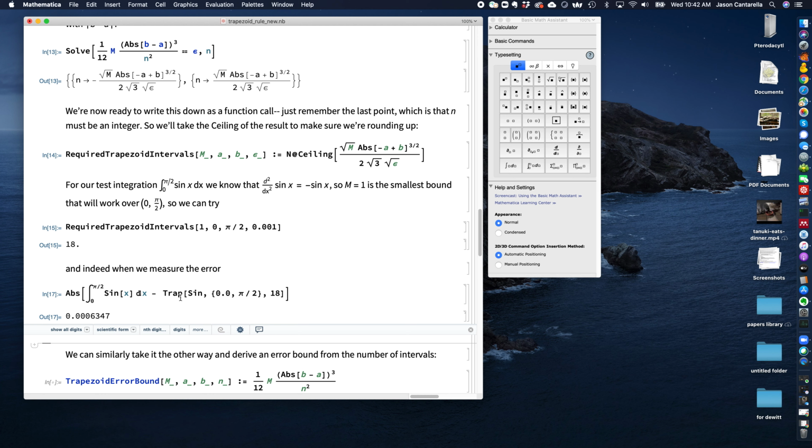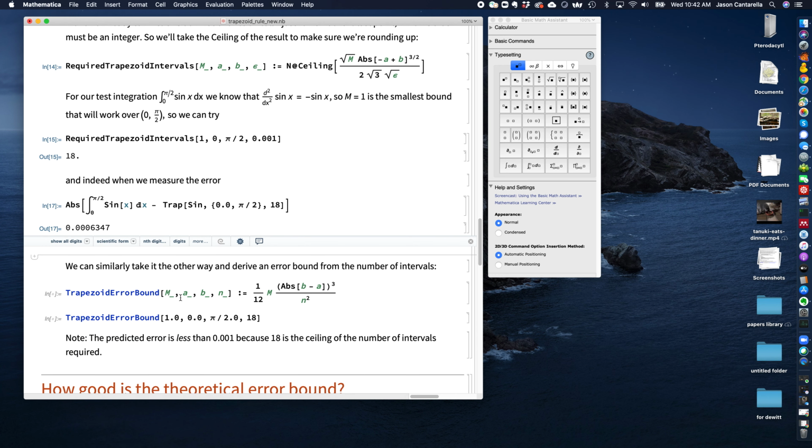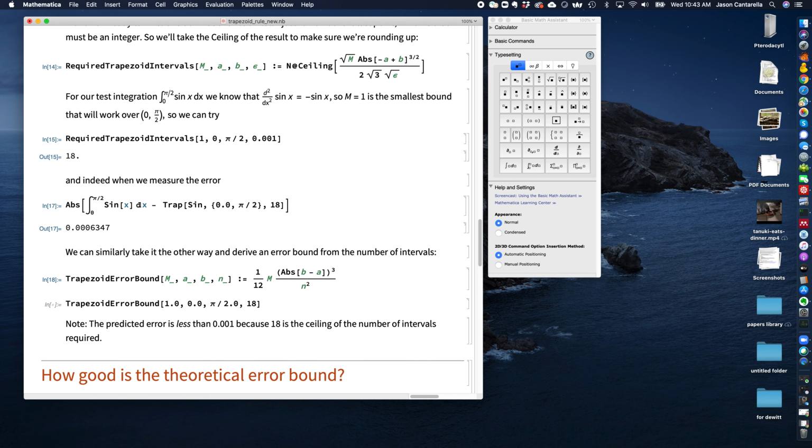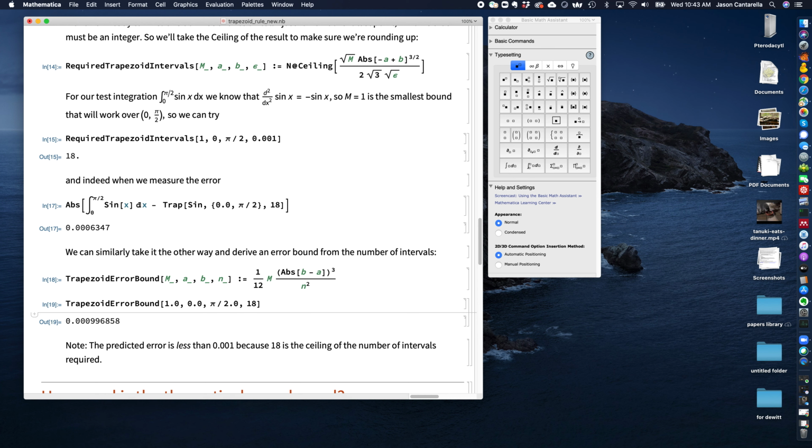Okay, now the other use case for the theoretical error bound is when you take the number of intervals to be known and ask how good the approximation to the integral is. And of course for this, you're just plugging in the formula we derived in the notes. So I'll predict the error for 18 intervals. Notice that the error bound is a little less than 0.001 because really, 17 point something intervals would have hit it on the nose, but 17 point something intervals is impossible.